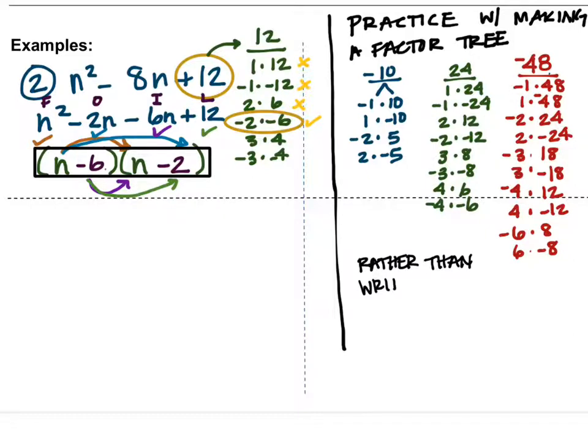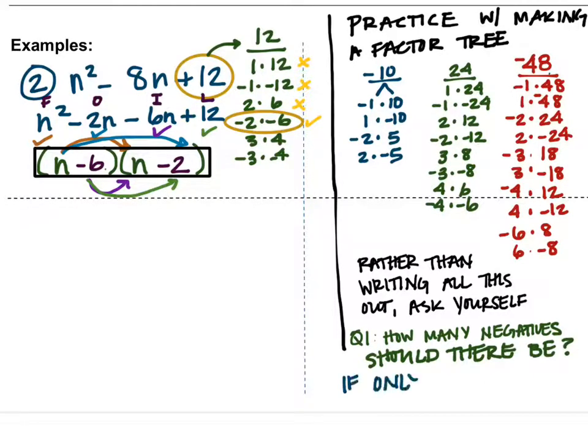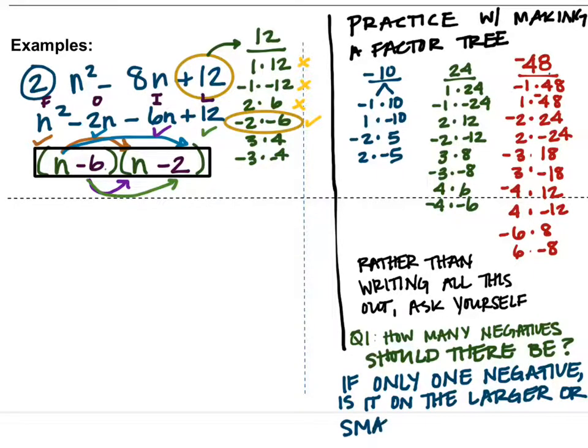So it's important to then take a look at, rather than trying to write out all of these, perhaps asking yourself this question. The question is, how many negatives should I have? Should there be 2 negatives or no negatives? Is it possible to have only 1 negative? If there's only 1 negative, should it be on the larger number, or should it be associated with the smaller number?